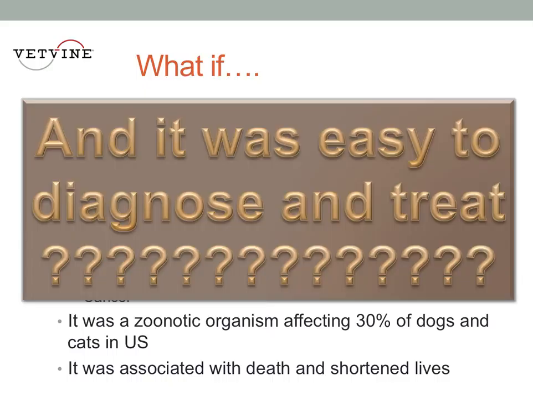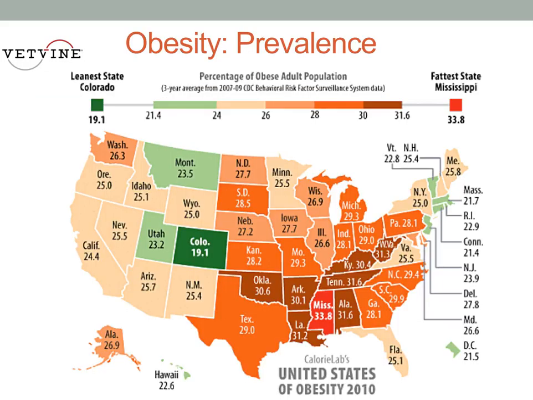And what if it was really easy to diagnose and treat? And that's really what we're talking about with obesity. It is a disease that, when you look at the most recent information I could find in humans, affects somewhere around 25 to 35% of adults in the United States.